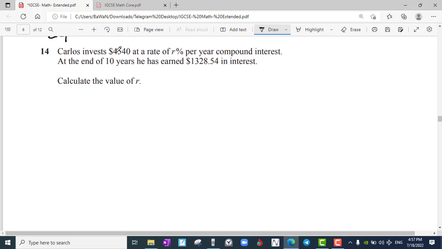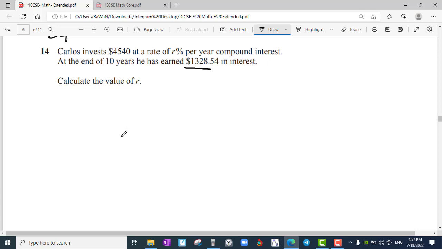Carlos invests $4,540 at a rate of R per year compound interest. At the end of 10 years, he earns 1,328.54 in interest. The interest is this much, only the profit is this much. Calculate the value of R.